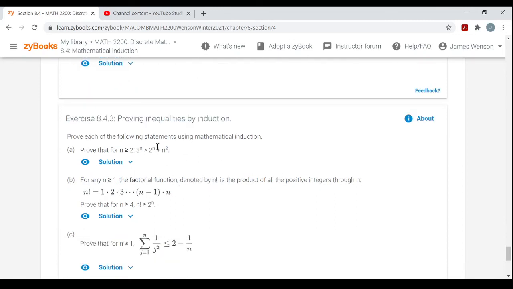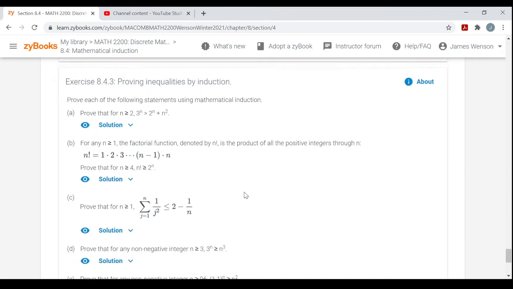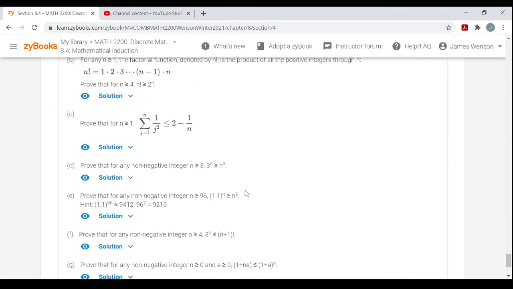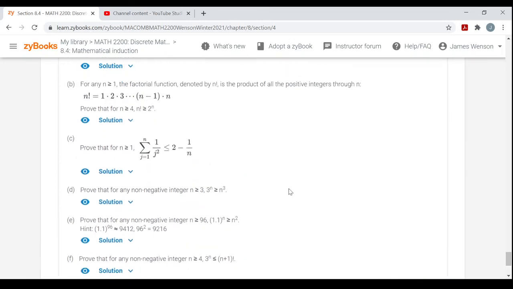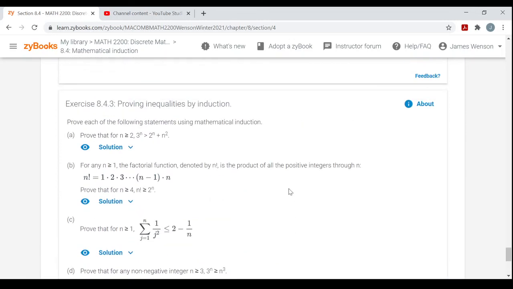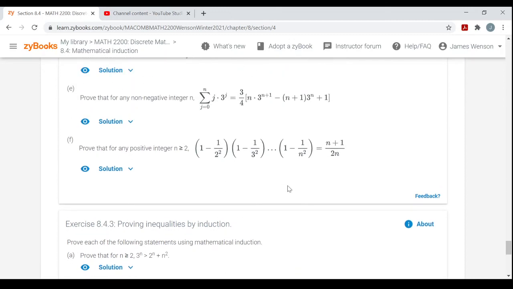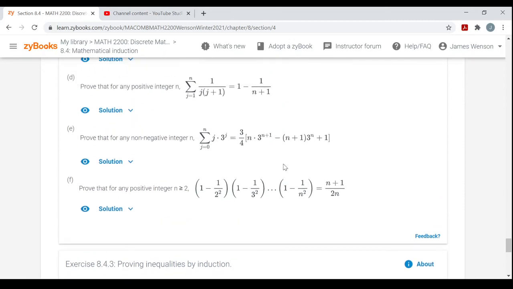Here's more inequality proofs by induction. Probably a little trickier than the sums. And that's it. But again, I don't think I assigned all these on your assignment 8. But still try to do them all, though. Try to practice them all. And if you have any questions, let me know.